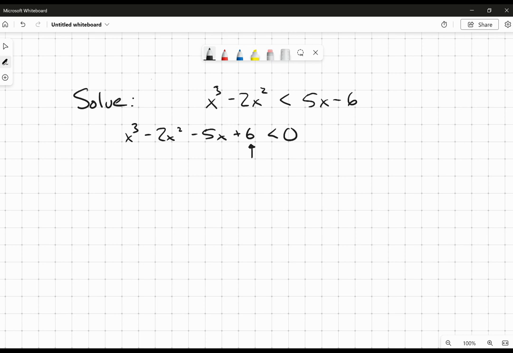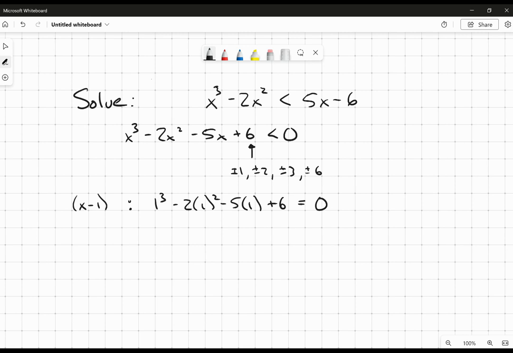I'm going to take a look at 6, my constant, and I notice that the factors of 6 are plus or minus 1, plus or minus 2, plus or minus 3, plus or minus 6. I'm going to guess at 1. I'm going to guess that one of the factors is x minus 1. To check that, I plug in plus 1, the opposite sign of what I'm guessing.